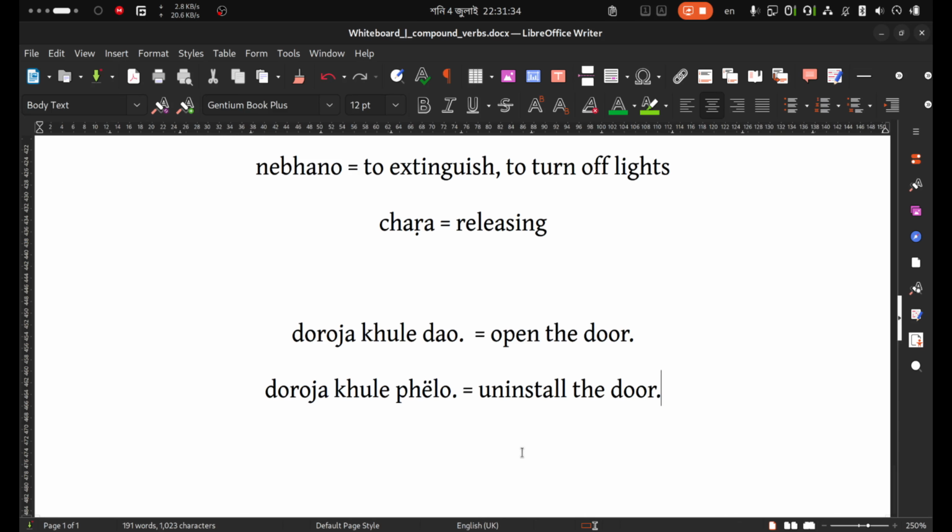So that is a special meaning for খুলে ফেলা, to uninstall or to disassemble. Since খুলে ফেলা has a special meaning, you would use খুলে দেওয়া to mean completion. খুলে ফেলা means to disassemble or to uninstall or to dismantle, if it is a robot.